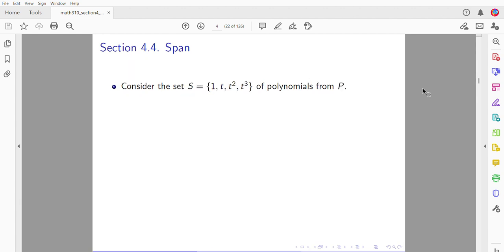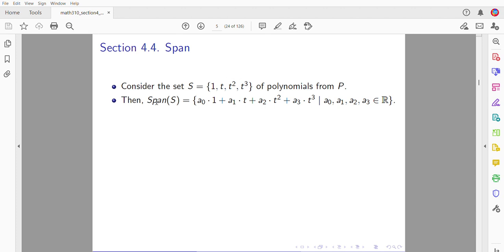All right. Now consider the set S of 4 polynomials. First polynomial is just 1. Second polynomial is just t. Third polynomial is t squared. Fourth polynomial is t cubed. So these are 4 different polynomials from P. Moreover, these polynomials are each of degree 3 or less, so they are in P3.